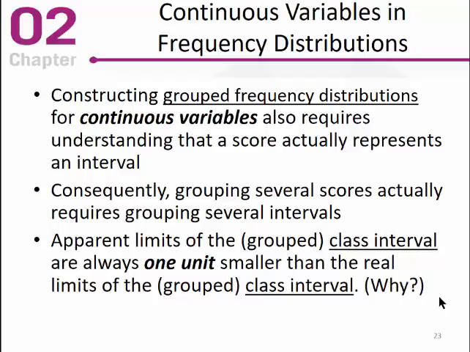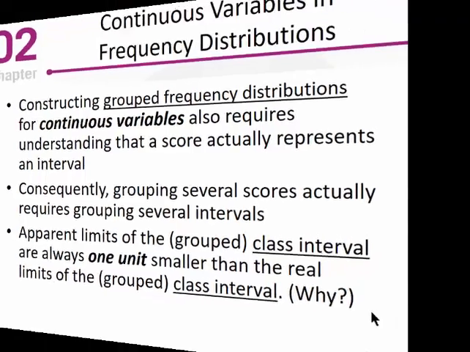Because the real limits extend half a unit above and half a unit below each score. So the upper apparent score actually includes half a unit above it, and likewise the lower apparent score actually extends half a unit below it, and that half a unit plus half a unit is this 1 extra unit that is included between the real limits that is not included between the apparent limits. Let me show you again what this looks like.